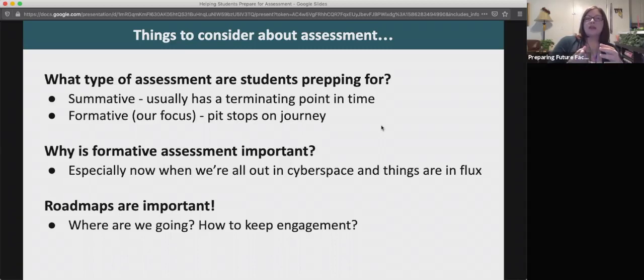Summative can also be things in addition to midterms. They can be quizzes. They can be final papers, and things of that sort. We are not going to be focusing on summative assessments for today. We're going to be looking at formative.